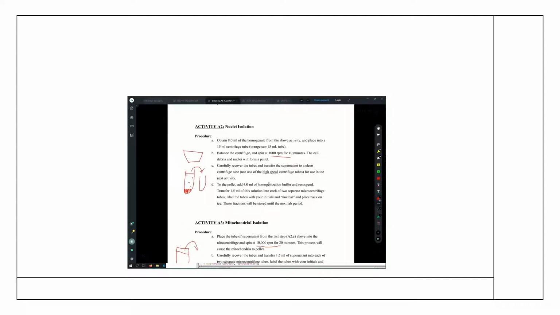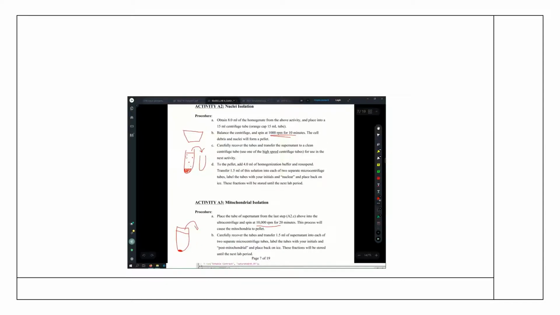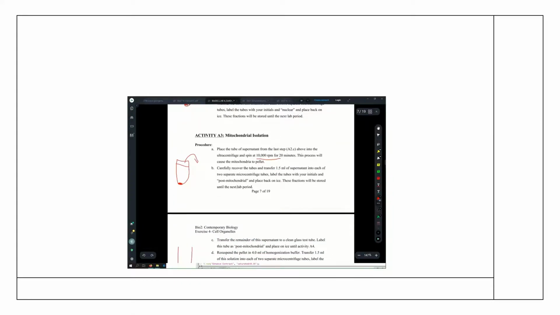Activity A2, then we did a nuclei isolation. This was our first centrifugation at 1000 RPM for 10 minutes. And we had the pellet that was the nucleus, and the mitochondria were still in the supernatant. And then activity A3 was the mitochondrial isolation. Because the mitochondria are smaller, we went ahead and increased our RPM to 10,000 for 20 minutes. And this pelleted our mitochondria down here.